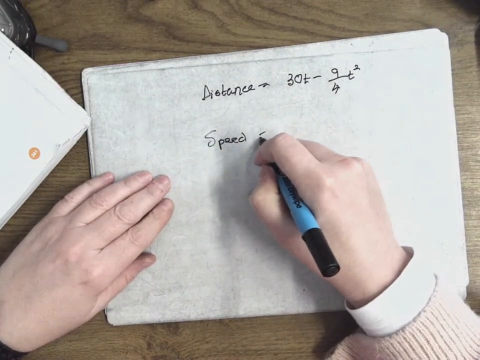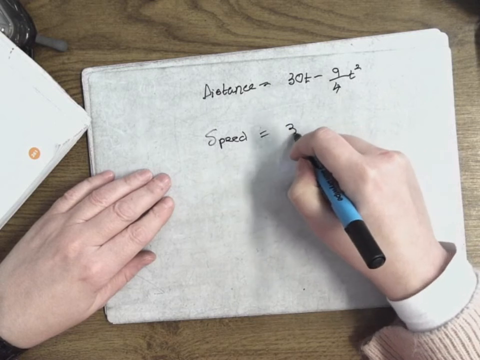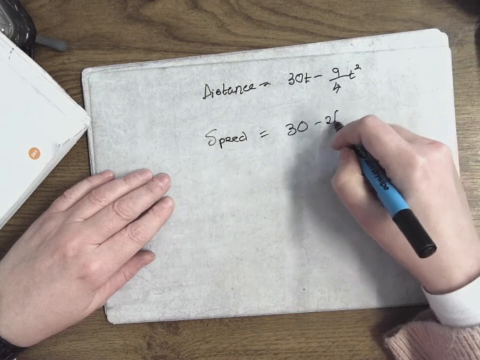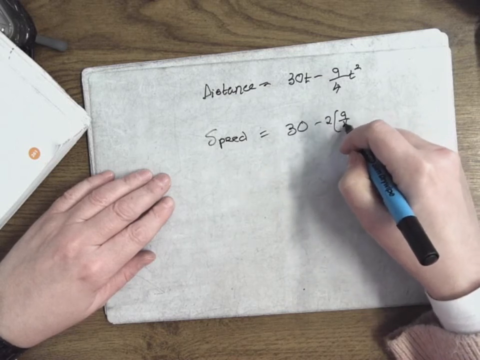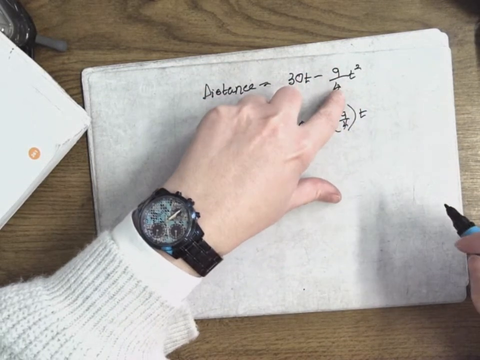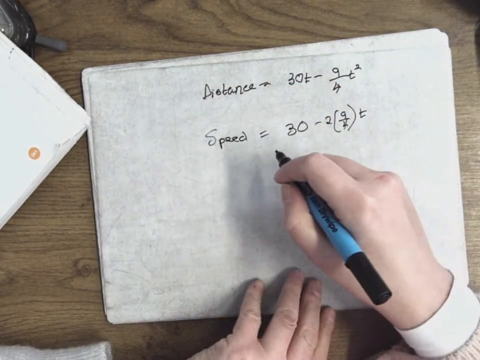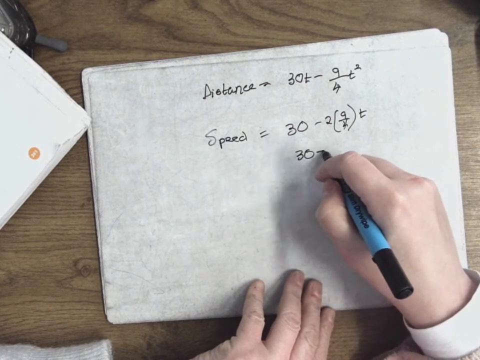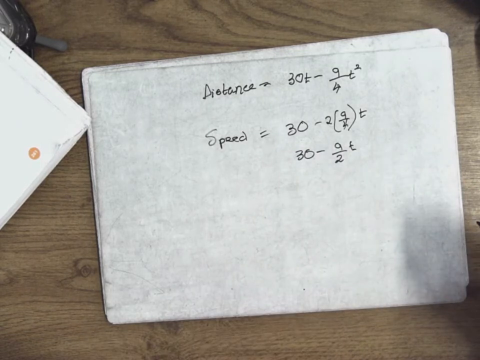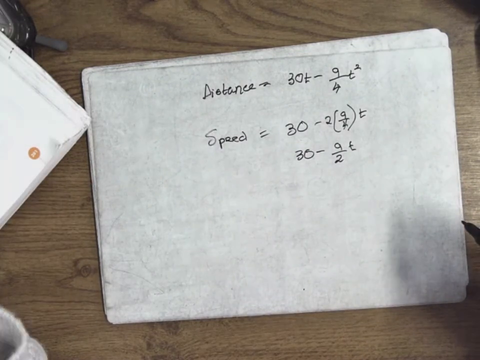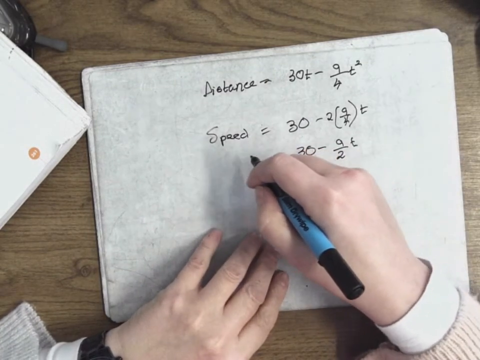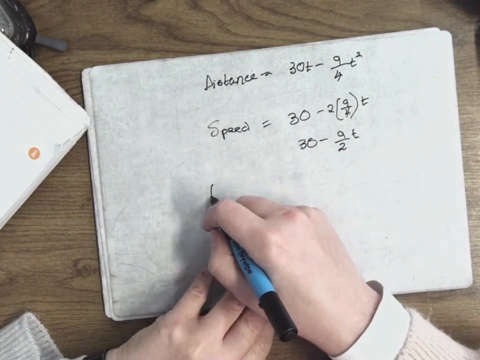Right, so if you differentiate 30t, you'll just get 30. If you differentiate here, you bring the power down in front and you multiply it by whatever's here and reduce the power by 1. So it's 2 multiplied by 9 over 4. Into your calculator with that, and that will give you 9 over 2. So 9 over 2 t. Or if you do S to D, you'll get 4.5, same thing. Is that okay? Right, so that's the formula I'm going to use.